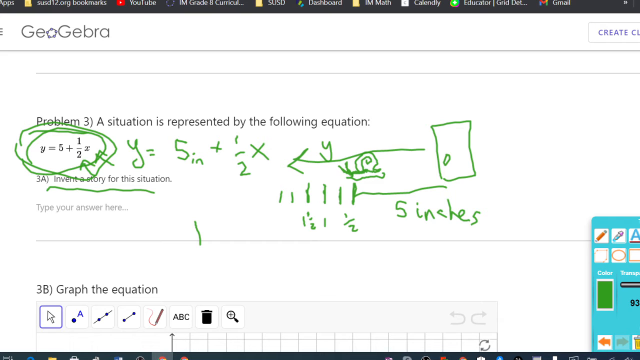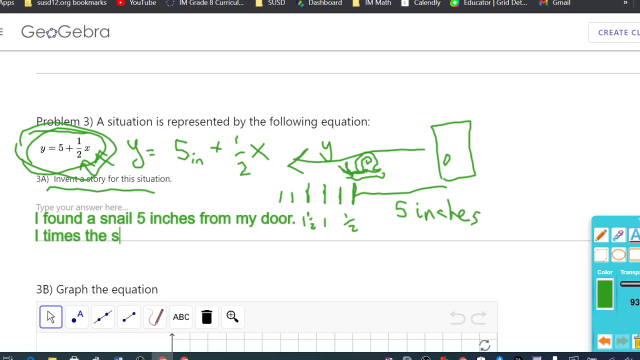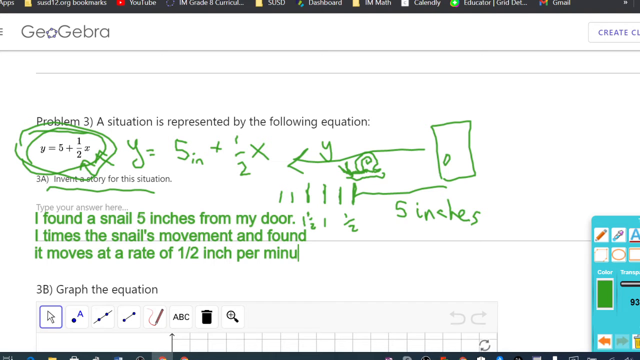Okay, type your answer here. They want me to explain my invented situation. All right, let me explain it. I don't know if they're going to understand me, but I'll try. I found a snail 5 inches from my door. I timed the snail's movement and found it moves at a rate of 1/2 an inch per minute. There we go.